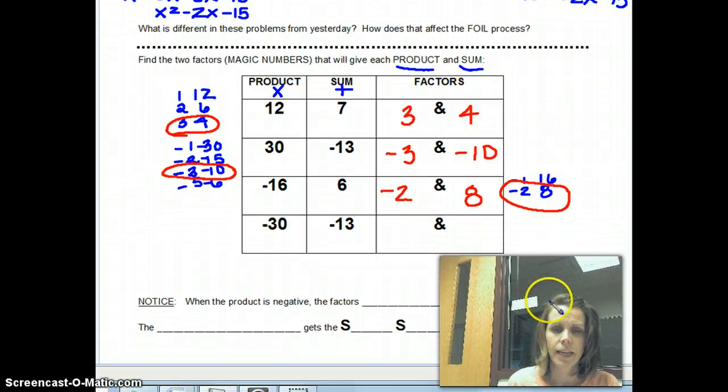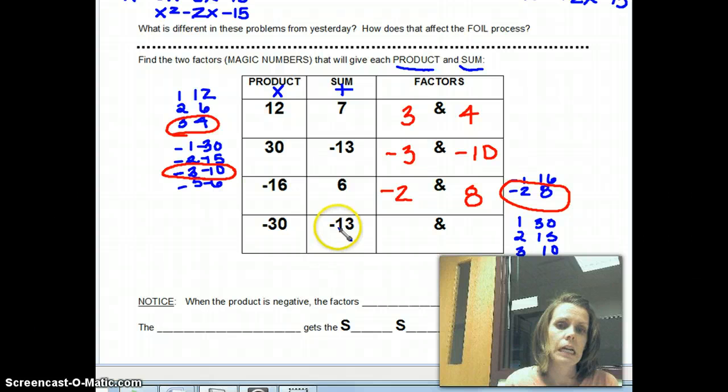So I have negative 30. I want it to multiply to be negative 30, so I'm going to list my factors. 1 and 30. Oh, same one over there. 2 and 15. 3 and 10, 5 and 6. So this time I want it to add to be a negative, so that if I look at my examples up here, if I want it to add to be negative, my bigger number needs to be negative.